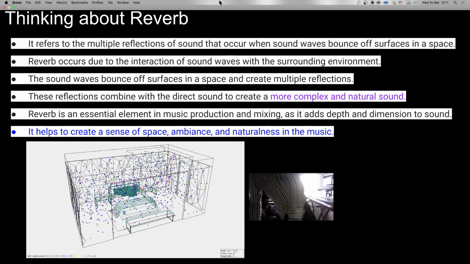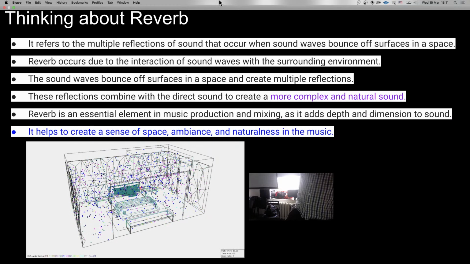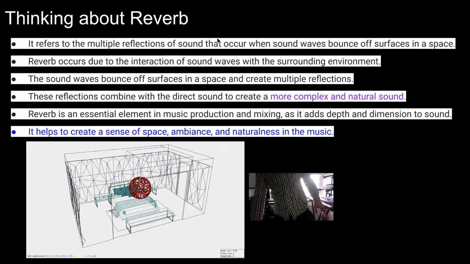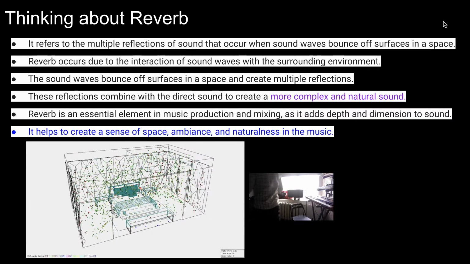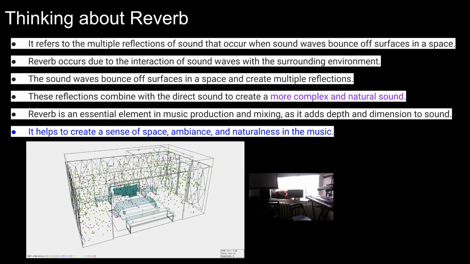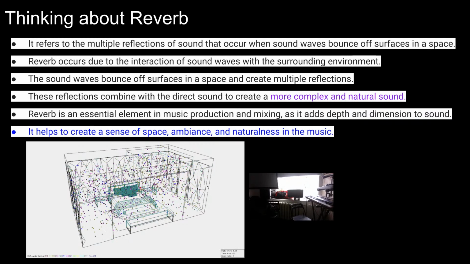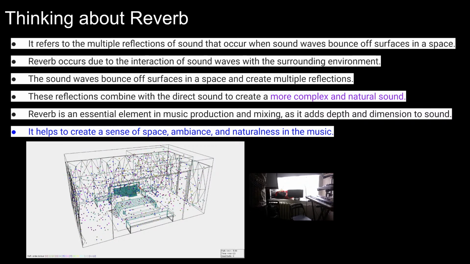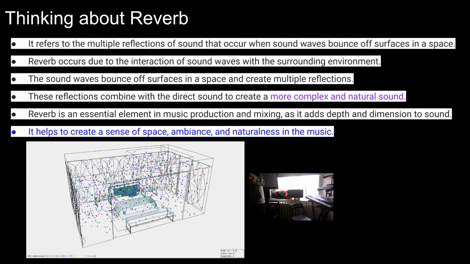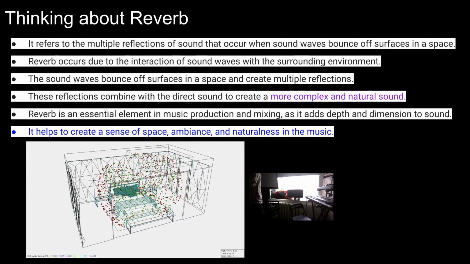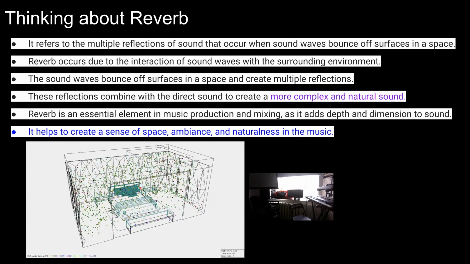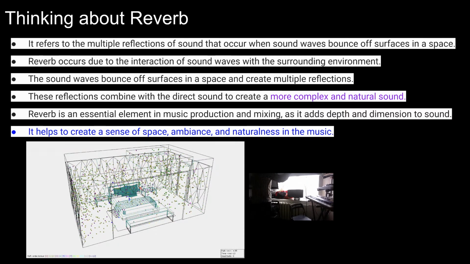So if we're going to define what reverb is, it refers to multiple reflections of sound that occur when sound waves bounce off a surface in space. What I'm going to say now is really important, and it may seem super obvious, but just remember that there is a direct signal and a reverberation, and they are very different things. Sometimes you don't want to mess so much with the reverberations, and you just want the direct signal. That's why you put mics close to a drum kit and mics far away from a drum kit.